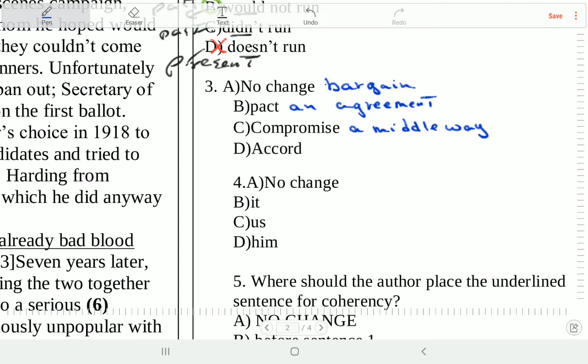And next, it's in D. We have the word accord. Again, which means agreement.